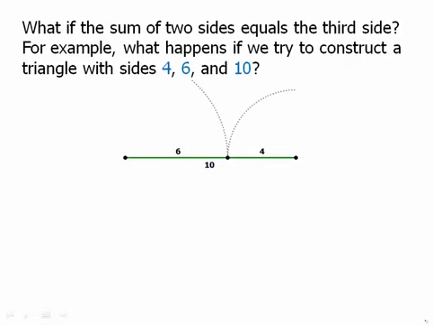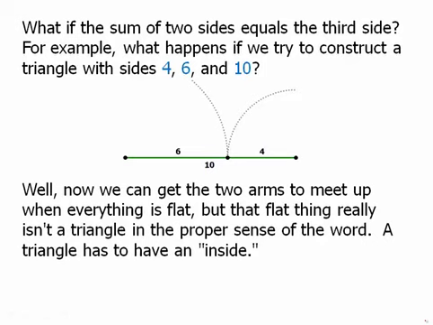I mean, yes, we can get the side of 6 and the side of 4 to connect up with each other, but the problem is everything is flat. And what we have, there's not really a geometric word for it, so I'm going to call it a flat thing. That flat thing is not a triangle. A triangle has to have an inside. It has to have area. So this flat thing does not meet our requirement for what a triangle is.